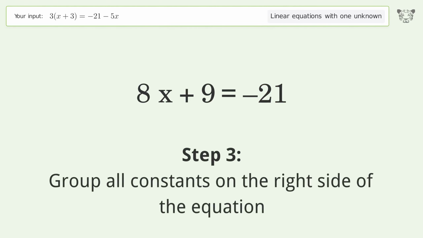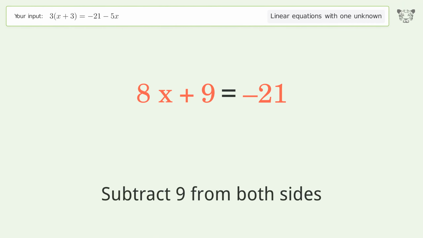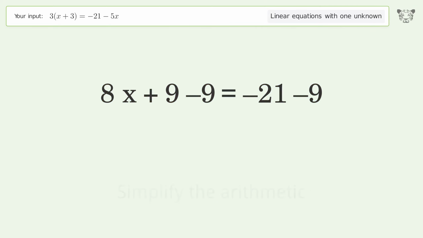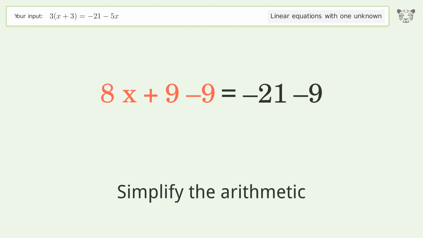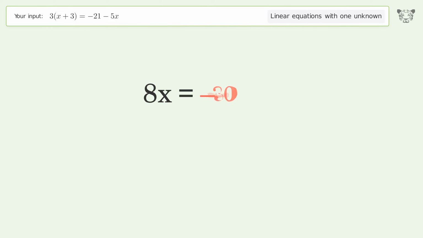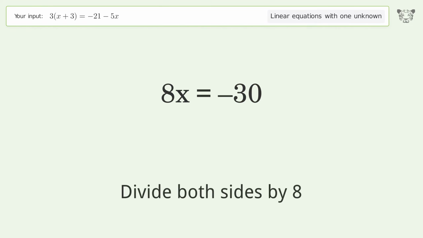Group all constants on the right side of the equation. Subtract 9 from both sides. Simplify the arithmetic. Isolate the x. Divide both sides by 8.